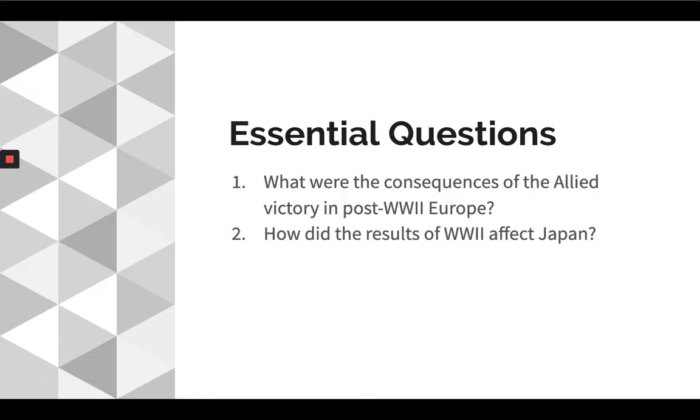So the essential questions for this section of notes are, the first one is, what were the consequences of the Allied victory in post-World War II Europe? And then the second question is, how did the results of World War II affect Japan? Because World War II took place in Europe, and then you had the war in the Pacific that ensued after the war in Europe was over, between Allied forces and the Japanese, we'll be looking at both of those parts separately in the notes today and talking about how the results of the war affected both of those places.